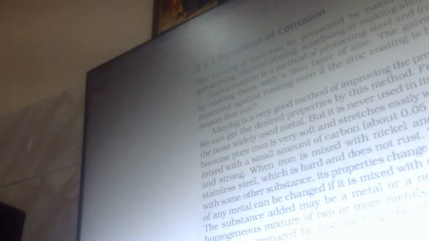Pure iron is very soft, but if we add carbon to it, it becomes hard and strong. Iron plus carbon plus nickel plus chromium gives stainless steel, which is hard and does not rust. The thing is that this is one of the alloys that has a non-metal in it, because carbon is a non-metal. One of the MCQs I saw asked us to choose which one of them is an alloy with a non-metal in it.